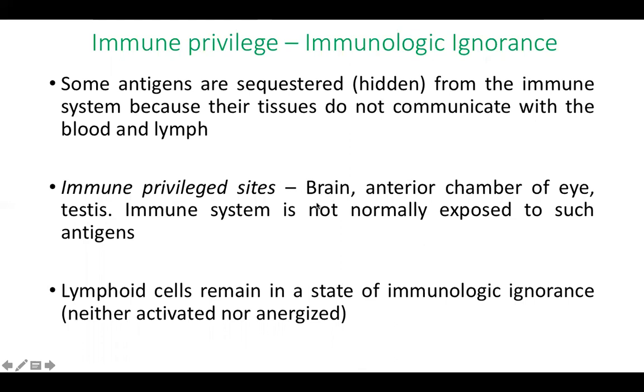Examples of immune privileged sites include the brain, the anterior chamber of the eye, and the testis. For example, the sperm of a male is unknown to the immune system. The immune system has never seen it. So the naive T lymphocytes and B lymphocytes exist because tolerance did not happen. There is no clonal deletion, no anergy, no receptor editing, nothing. The naive T cells and naive B cells exist, but they have not seen these antigens. Because the immune system is not normally exposed to them, it is immunologic ignorance. Lymphoid cells stay in a state of immunologic ignorance, that is, they are neither activated nor anergized.